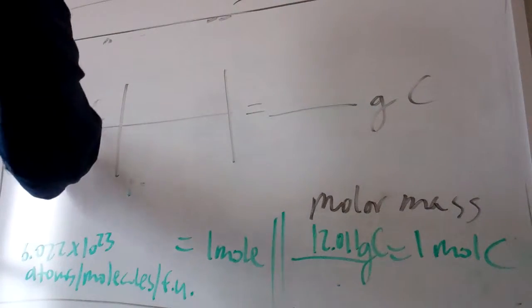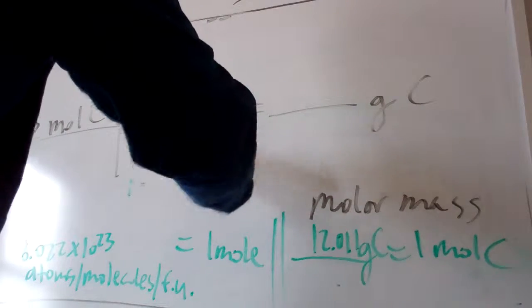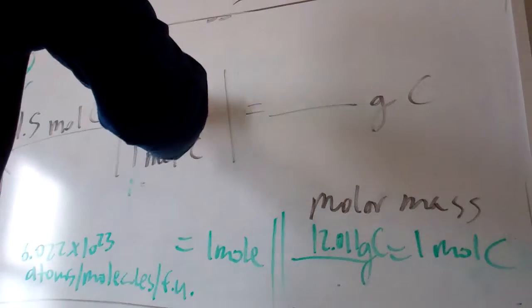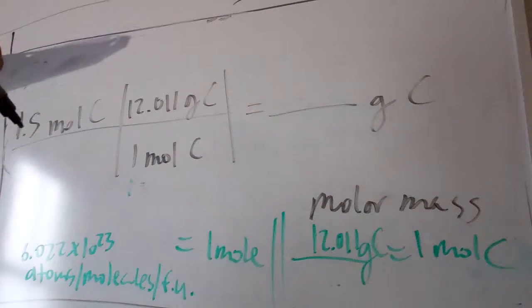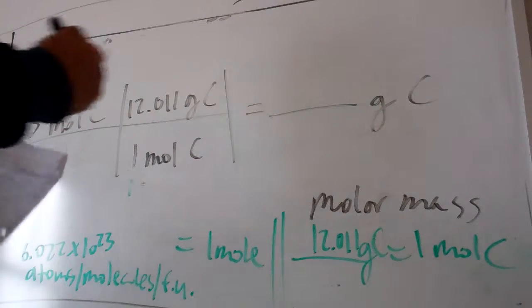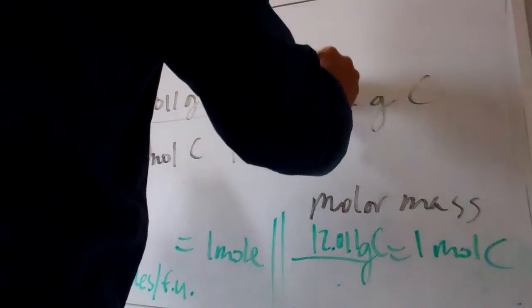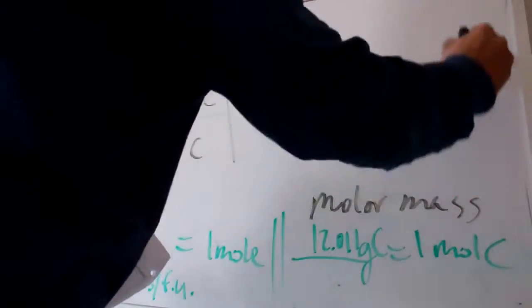Okay, so moles of carbon underneath here, 1 mole of carbon is 12.011 grams of carbon. You don't have to write carbon twice, but I did just for fun. Okay, you do the math. 12 times 1.5, it's around 16. Do the math. It's 18. And we're going to stop at 2 significant digits because this is 2 significant digits. Okay, there it is.